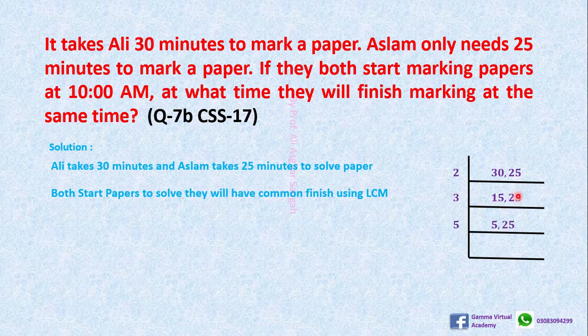Similarly here 5 and 25 is same. On both 5 and 25 we can use table of 5. 1 time and 25 is 5 times. Again we got 1 here and 5 here. So again we have to use the table of 5 on 5. Now we multiply all these factors and we get the result 150. 150 means after 150 minutes they will have a common finish of the paper.